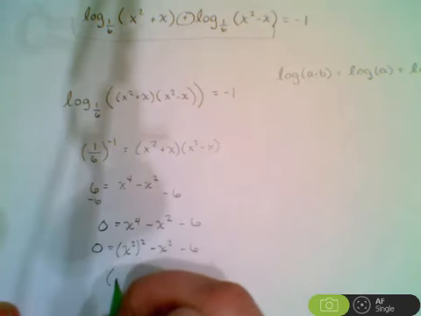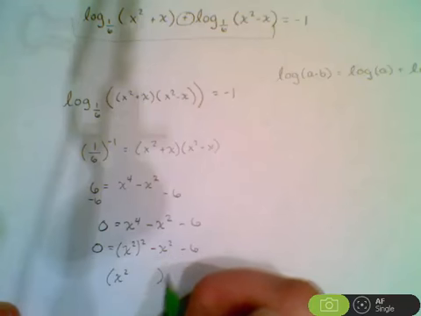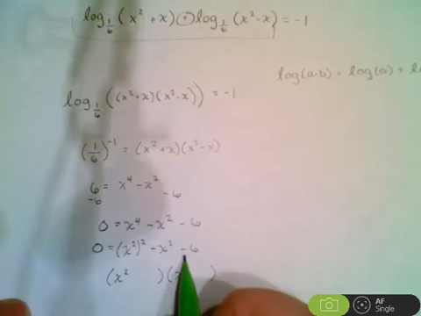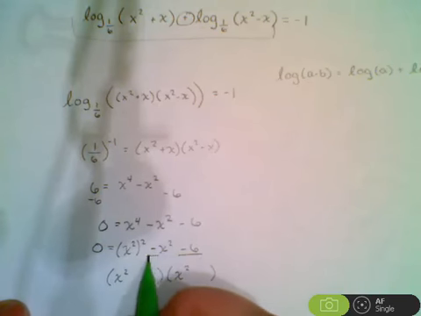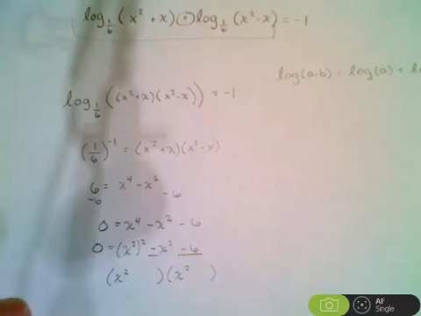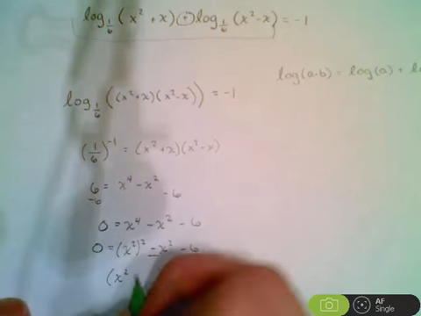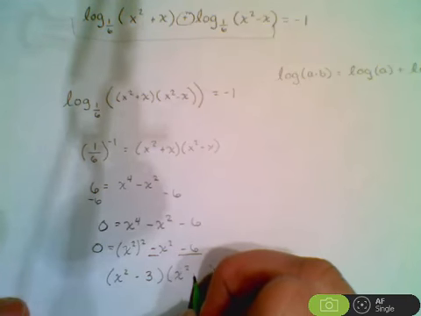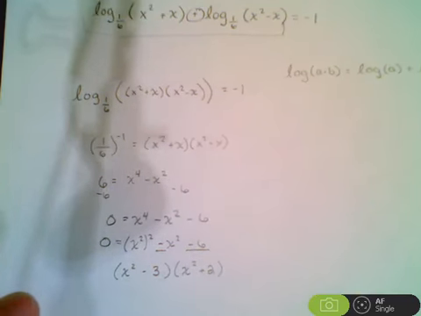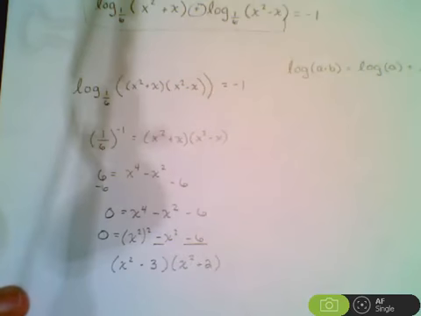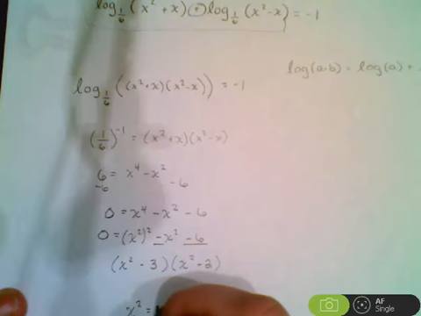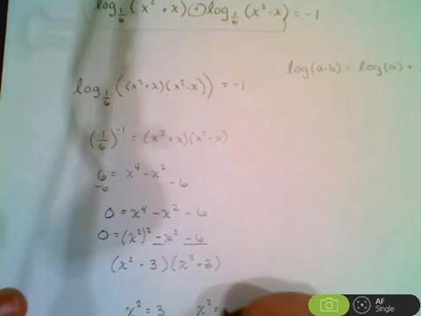So I can factor it out like I would any quadratic, except instead of an x, I'd have an x squared. I have to think what multiplies up to -6 but adds up to -1. Well, that is -3 and +2. So I get x squared minus 3 and x squared plus 2. So then x squared equals 3, and x squared equals -2.